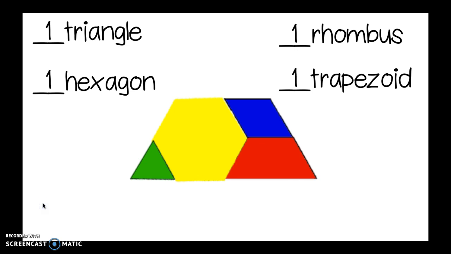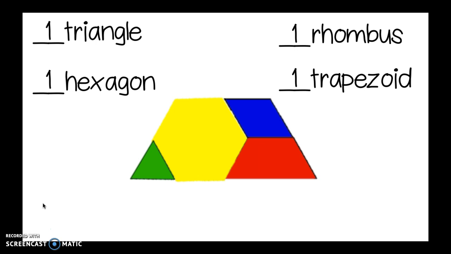So see how I had a group of shapes, but I was able to identify the shapes that are hidden on the inside? The ones that I put together to make my big shape? That's all we're doing today, friends. How did you do? Did you get 1 triangle, 1 hexagon, 1 rhombus, and 1 trapezoid? You did? Ugh, what a rock star. If you didn't, that's okay. We're going to try another one.